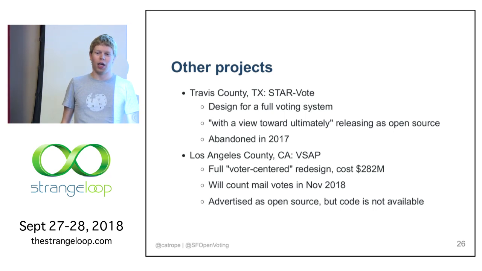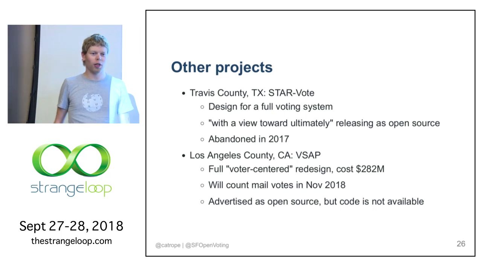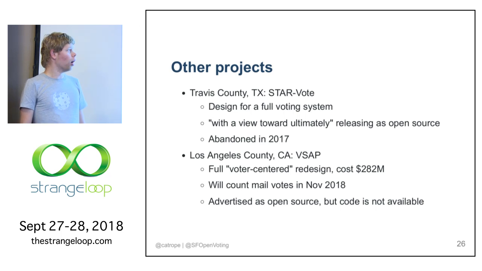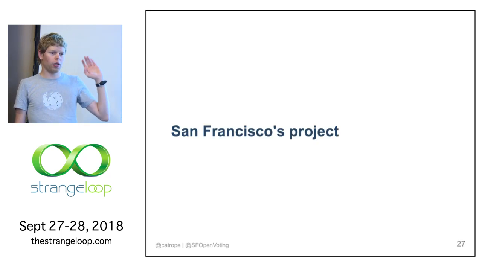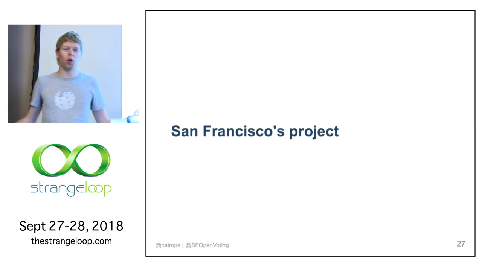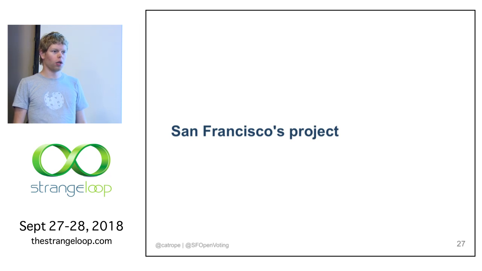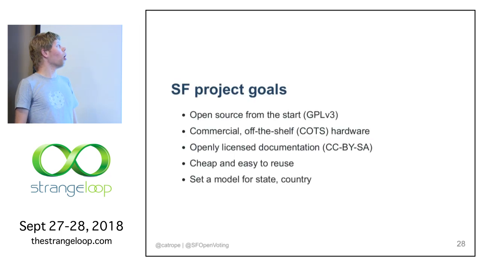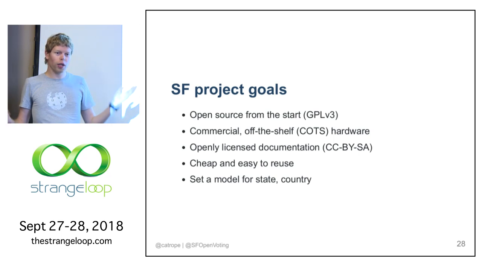So it's trying to use this open source language from time to time, but it's not really. So the San Francisco project is the only one ongoing that hasn't been abandoned that would develop a system that is actually open source and can be reused by other jurisdictions. So our goals are to have the project be open source from the start. Like, we think it should be GPL v3, but whatever it is, the first thing in the repository should be a license file that explains what the license is.